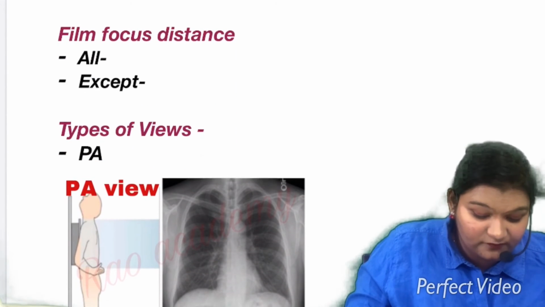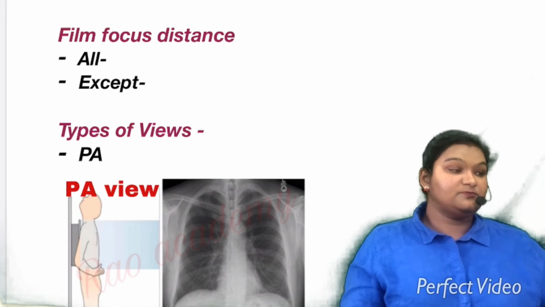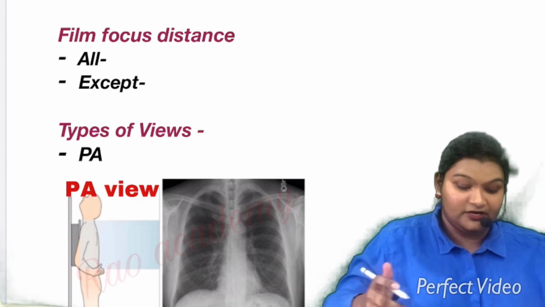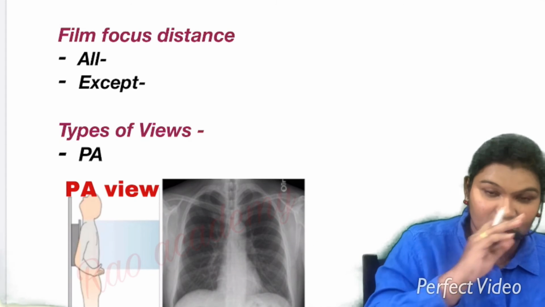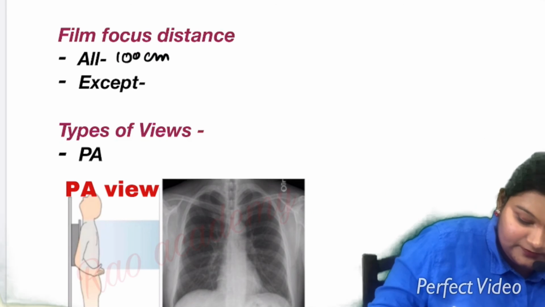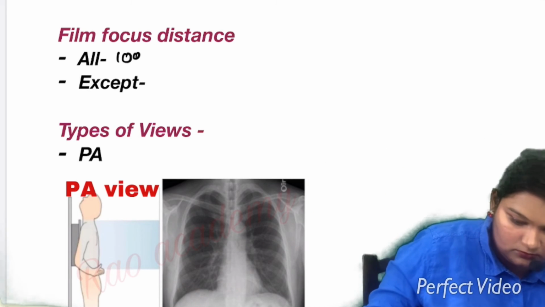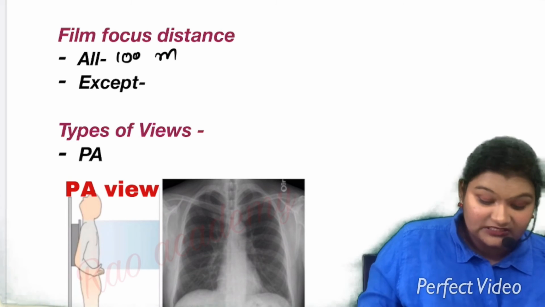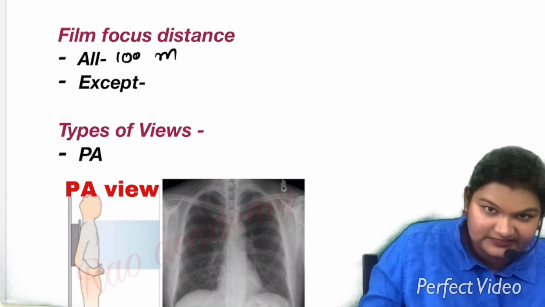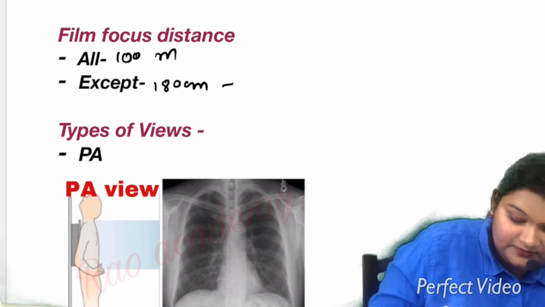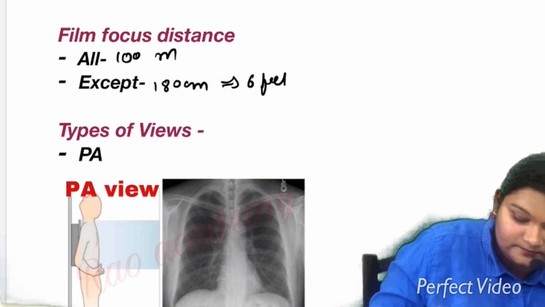Now let us move toward the film focus distance. What should be the distance between the source of X-ray and the film? Normally the distance between the source and the film is 100 centimeters. But in some cases there are exceptions obviously. So in case of chest X-ray, we have the distance as 180 centimeters, that is equal to 6 feet.